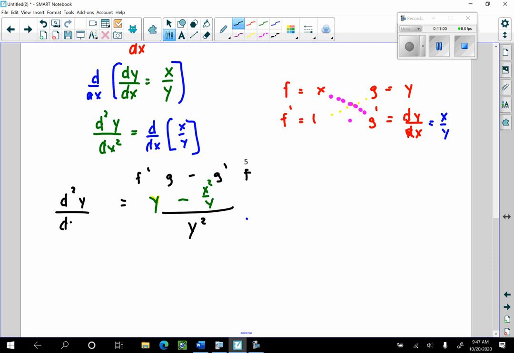I never, ever want to leave a complex rational. You learned in pre-calculus that the way to simplify complex rationals was to multiply the top and bottom by the least common multiple of the separate denominators. There's only one little denominator, and that is y. So I'm going to multiply top and bottom by y. And look what I have. Y times y is y squared. Y times x over y is x squared over y cubed. And that is the second derivative. That is the desired goal.